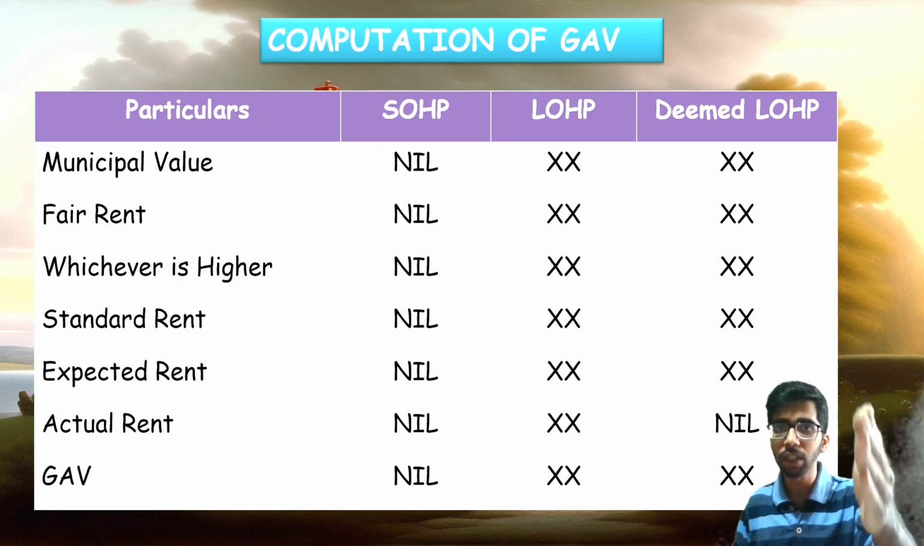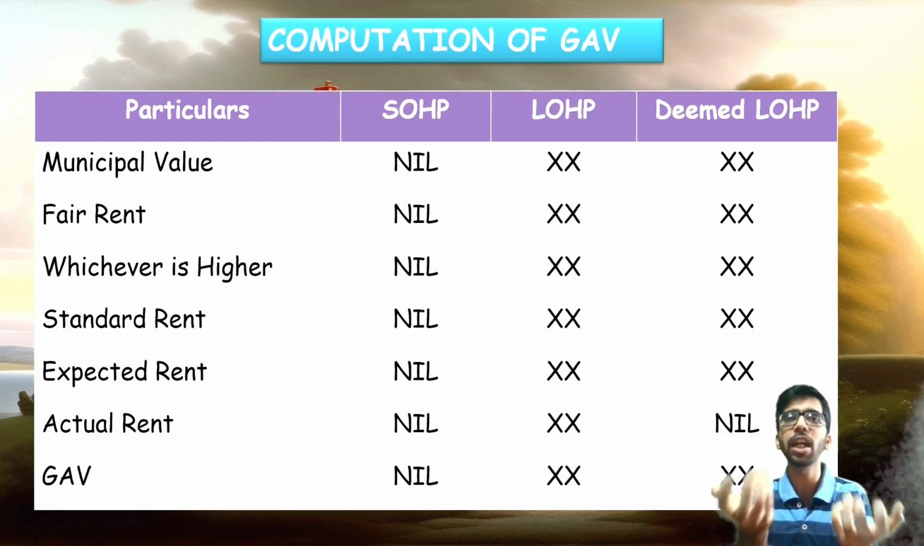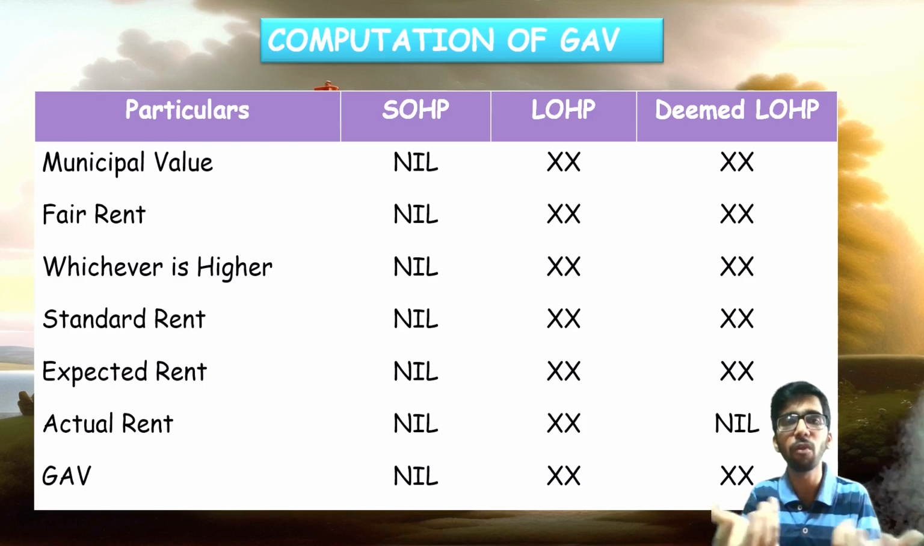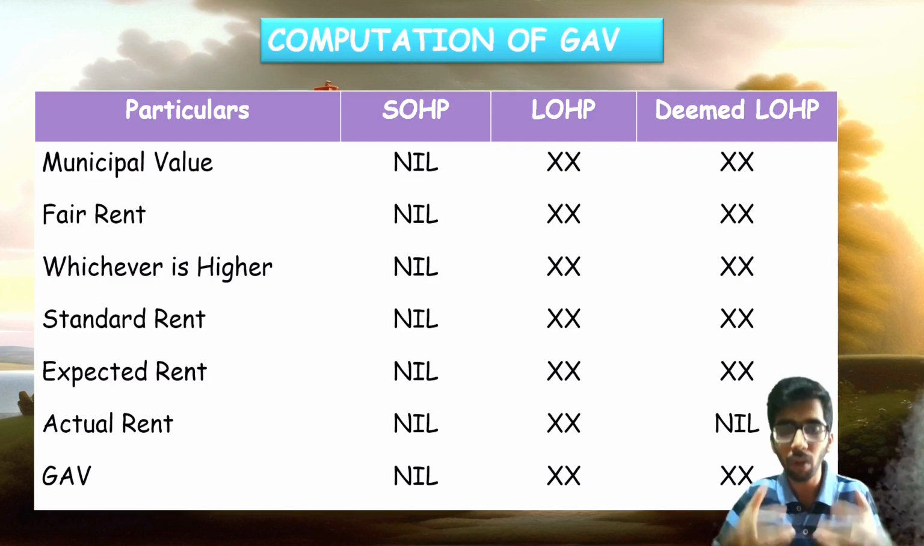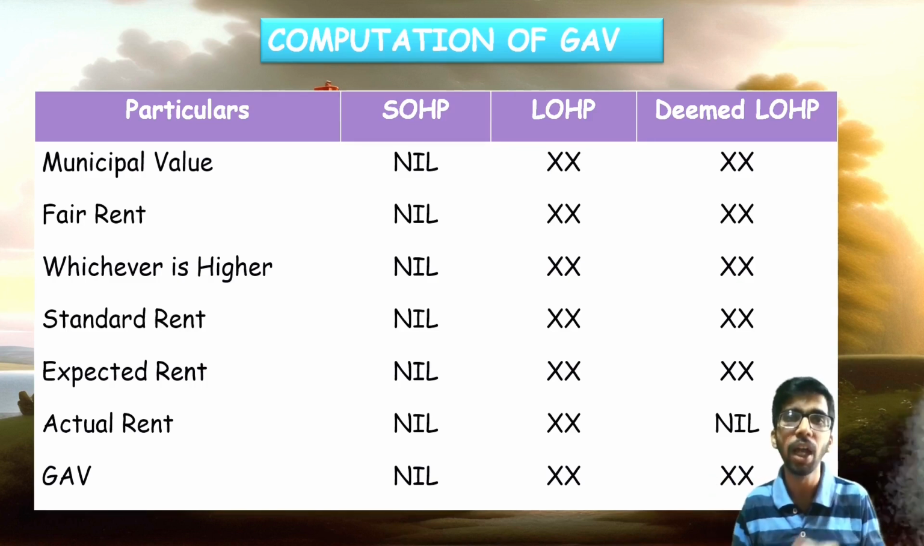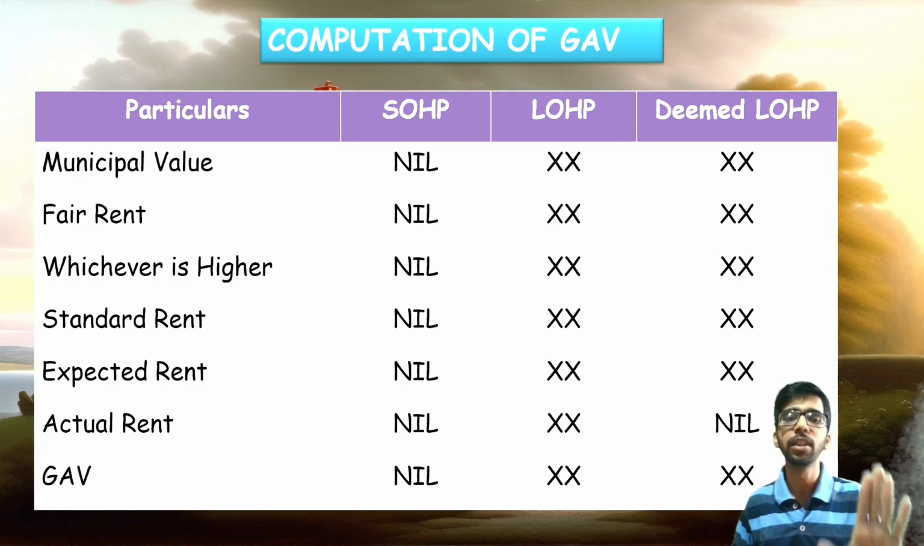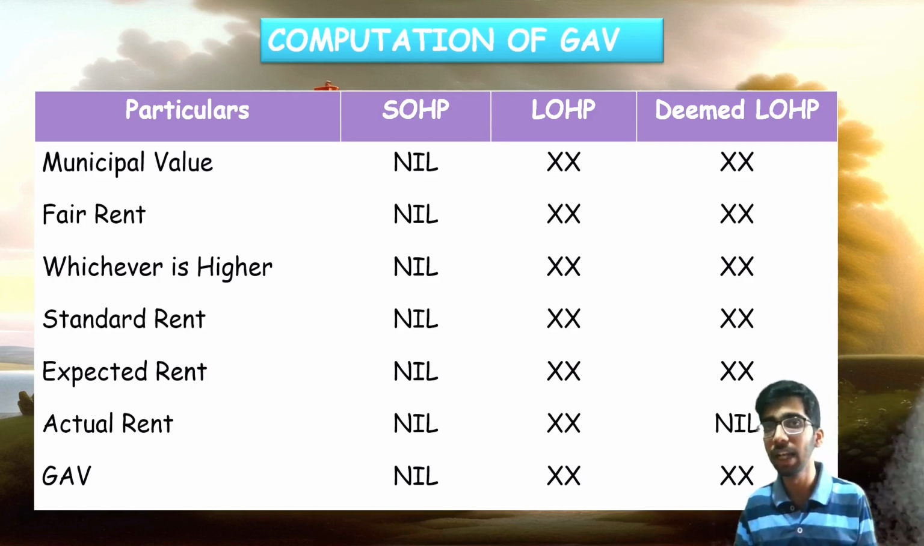First, remember that for SOHP the GAV should always be nil, because you are not generating any income, right? Even though there will be a value as per municipal value, you are not generating any income. You are only residing in that house property, and hence, as per income tax rule, GAV for SOHP is nil.